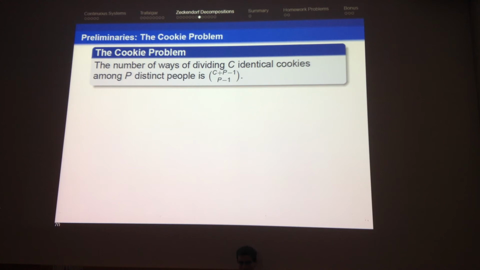It's also called stars and bars, but it's not nearly as much fun to me when you say stars and bars. So the idea is I want to have C cookies. I want to divide the cookies among P distinct people such that all the cookies are divided. I am not assuming that everybody gets an equal number of cookies. I'm not even assuming everybody gets a cookie. It turns out that the number of ways to do this is C plus P minus 1 choose P minus 1. It's just a binomial coefficient.